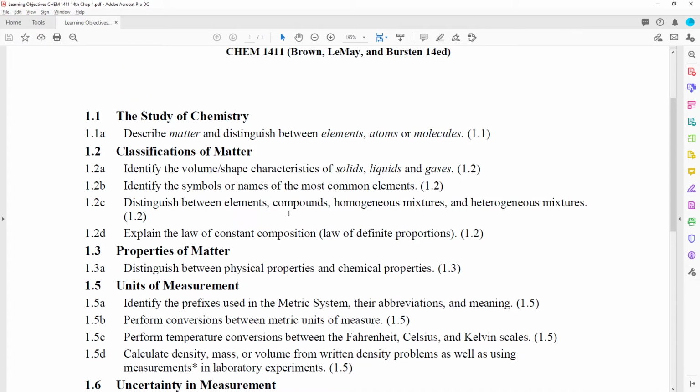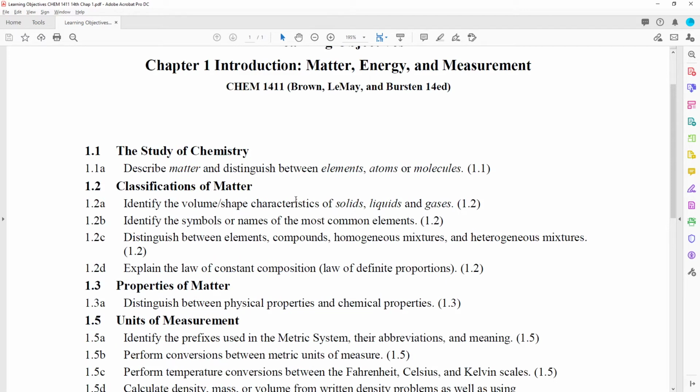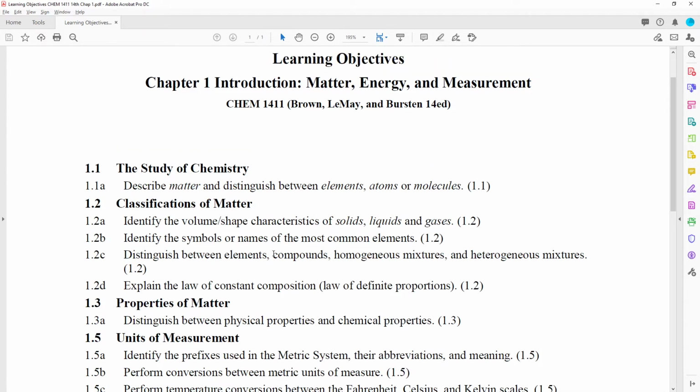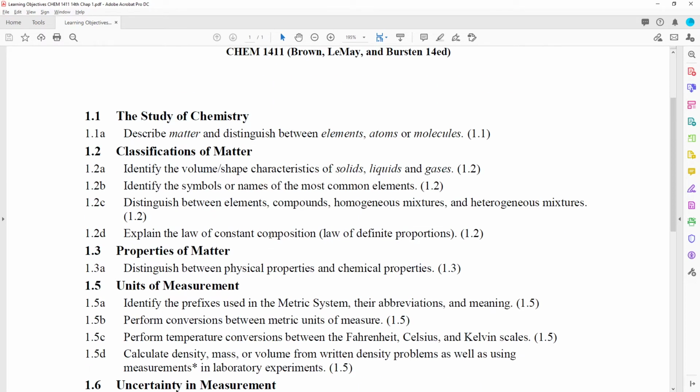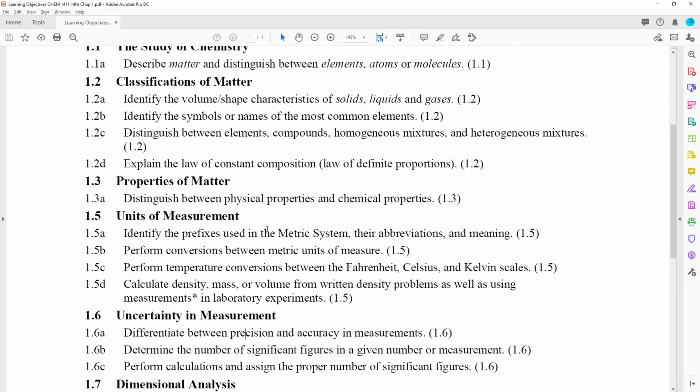Also, for the homework, we make sure that every one of these learning objectives has at least one homework problem. And we also make sure that every one of these learning objectives has at least one test question. Furthermore, we don't have any questions on the test that aren't tied to one of these learning objectives. So we don't just put random stuff on the test that doesn't have anything to do with these learning objectives.